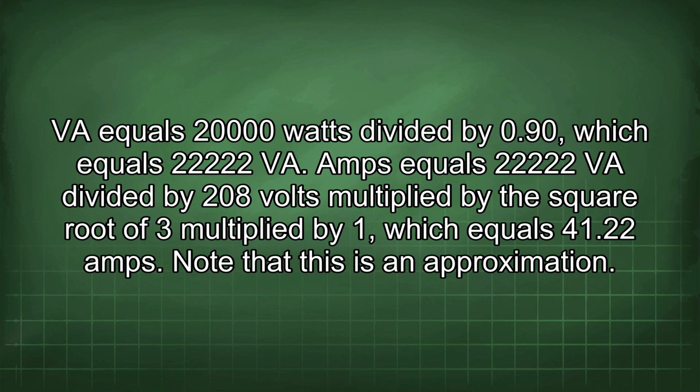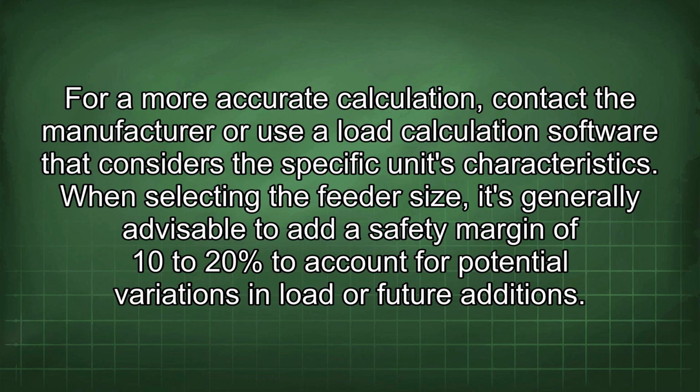Note that this is an approximation. For a more accurate calculation, contact the manufacturer or use a load calculation software that considers the specific unit's characteristics. When selecting the feeder size, it's generally advisable to add a safety margin of 10 to 20% to account for potential variations in load or future additions.